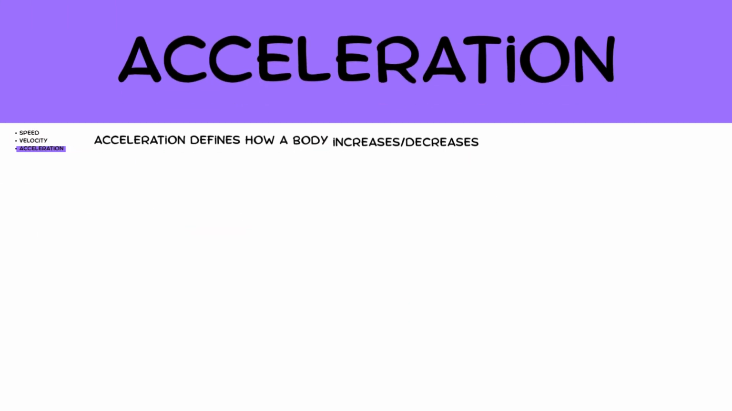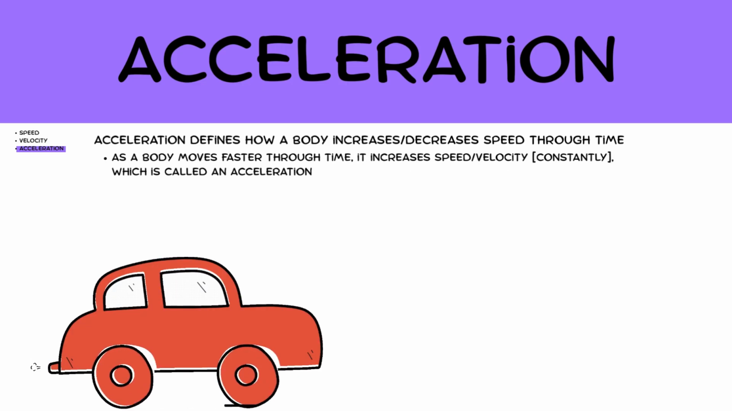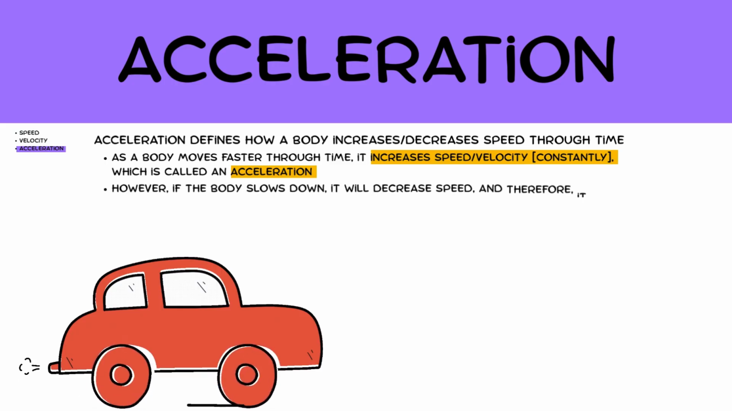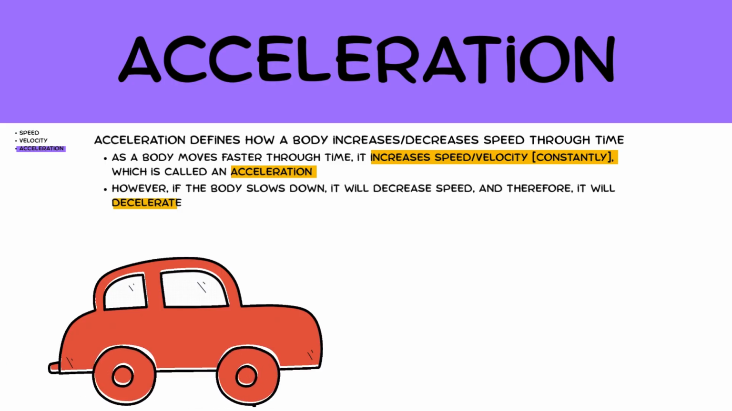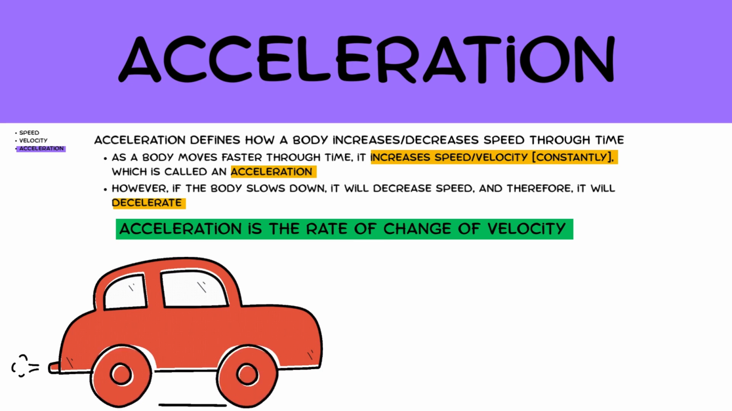Finally, acceleration is a concept that defines how a body moves through time under velocity. As a body moves faster through time, it will increase speed, which in turn increases velocity. Therefore, by doing so, the body is seen to accelerate or increase speed constantly. If the body decides to slow down, it will decrease velocity and therefore decrease acceleration, or decelerate. Therefore, in simpler terms, acceleration is the rate at which a body changes its velocity. This can be written in this form.